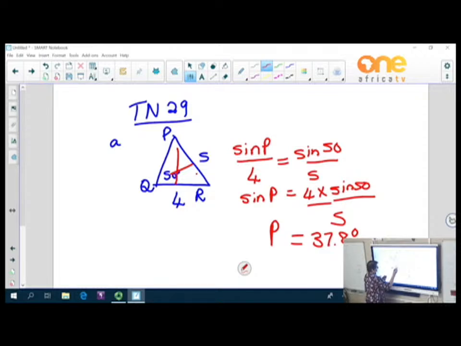Now, it's easy now to get R from there. You don't even need to do calculations. We can just say then that 180 minus that one minus 50 degrees, and the answer 180 minus 50 minus 37.8, and my answer is 92.2 degrees. So I can just get the answer there.